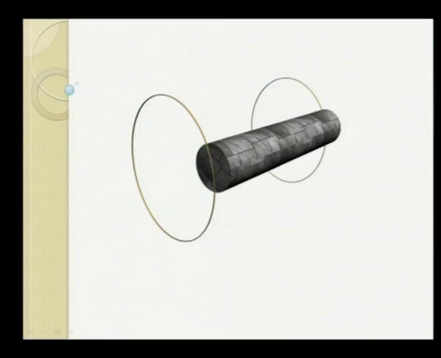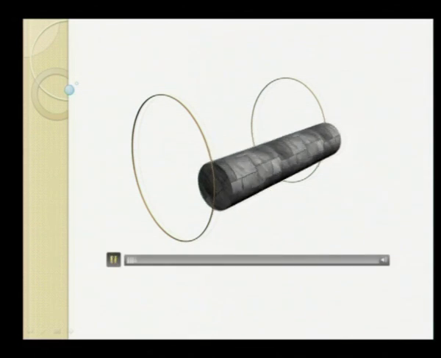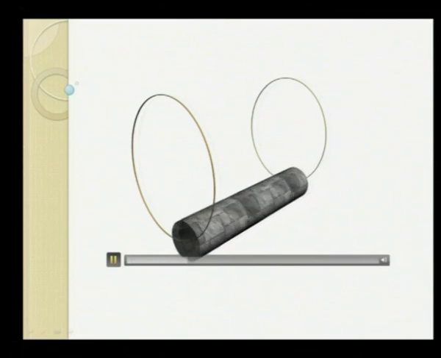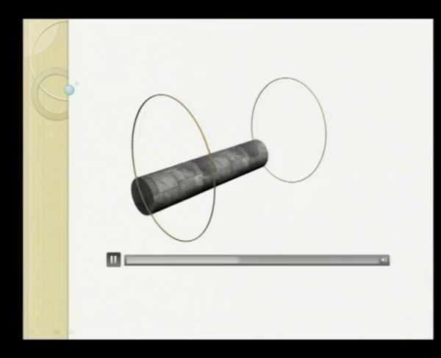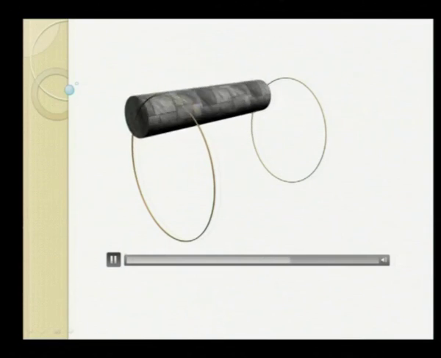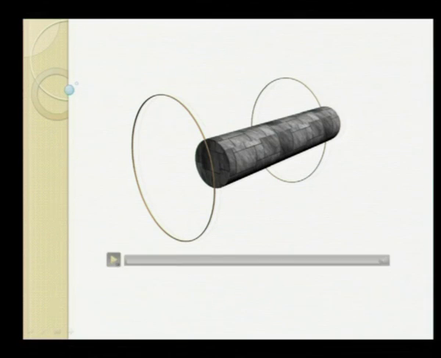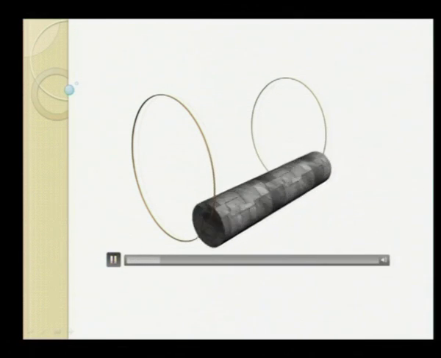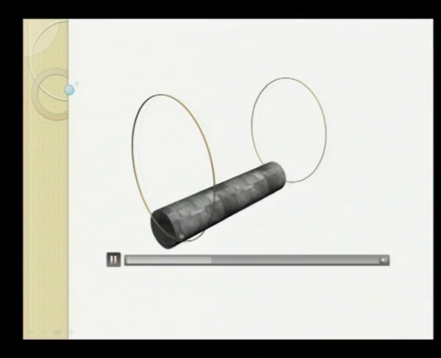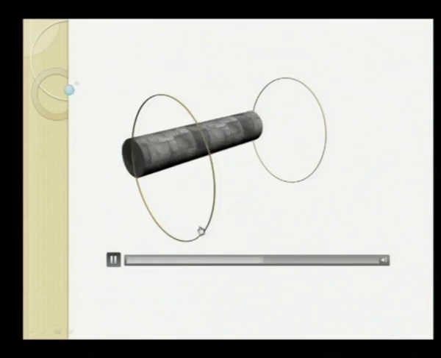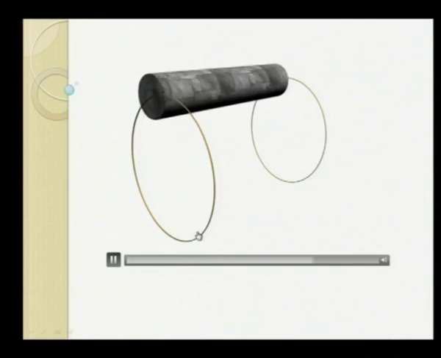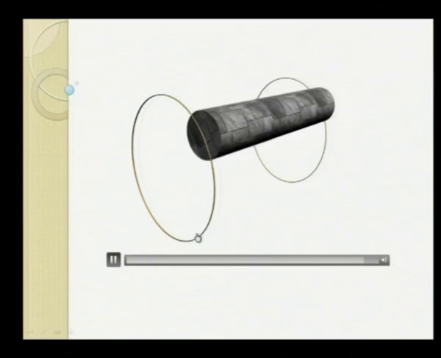This is the animation for translatory forward whirl. You can see that in this case the shaft is rotating clockwise, and it is also whirling in the clockwise direction. Again we can see the shaft is rotating clockwise and the whirling direction is clockwise. So this is a forward translatory whirl.